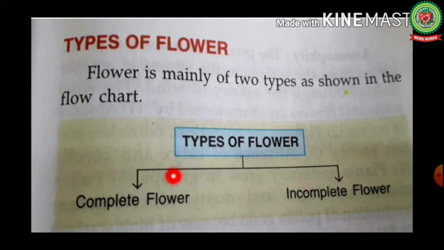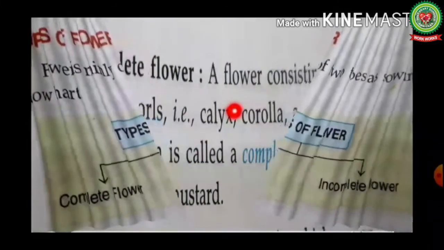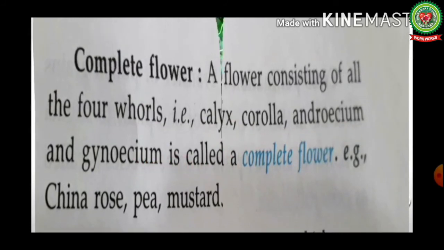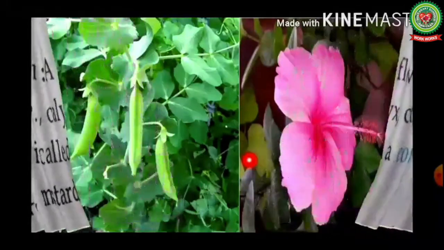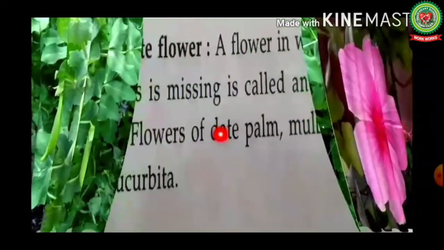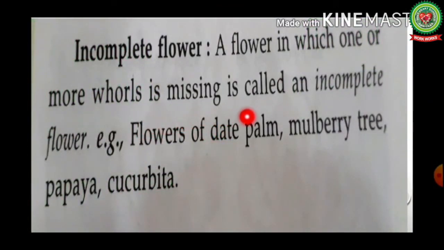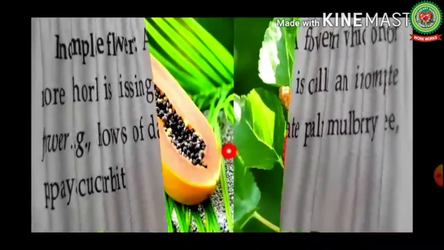There are two types of flower, complete flower and incomplete flower. Complete flower is a flower consisting of all the four whorls: calyx, corolla, androecium and gynoecium. An example of complete flower is China rose. Incomplete flower. So students, incomplete flower is a flower in which one or more whorls are missing. An example of incomplete flower is papaya.